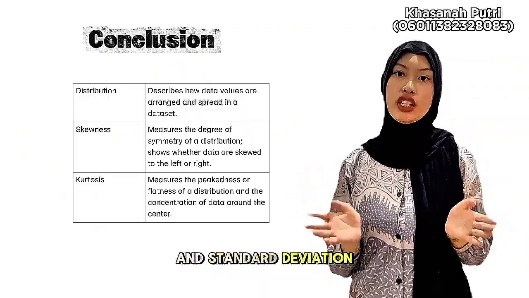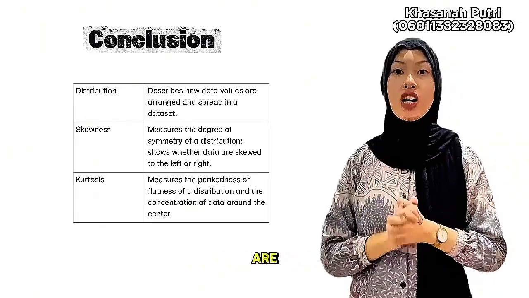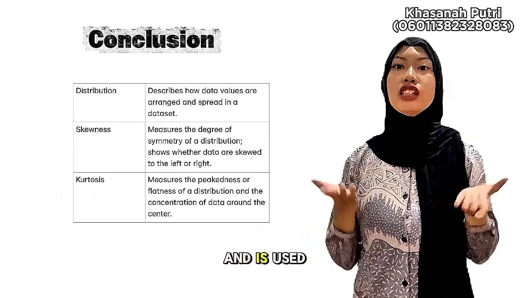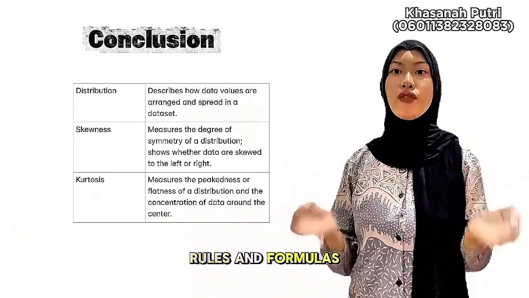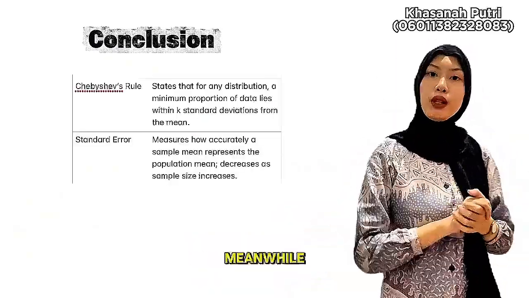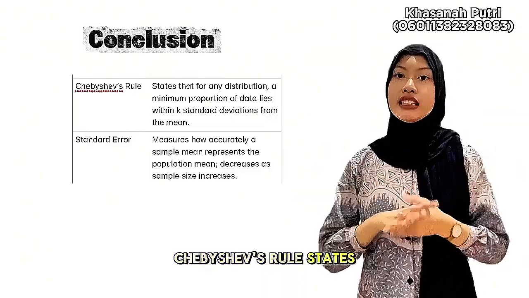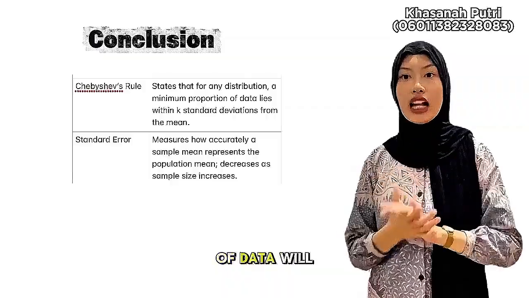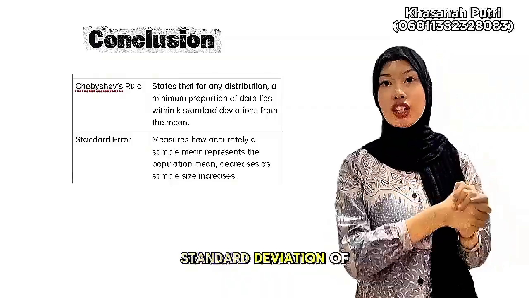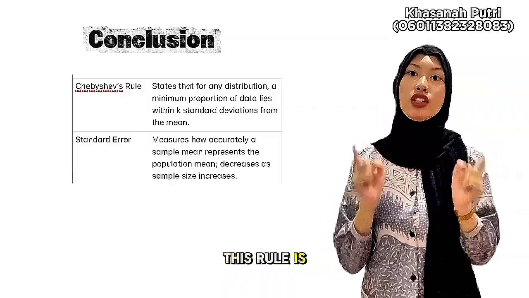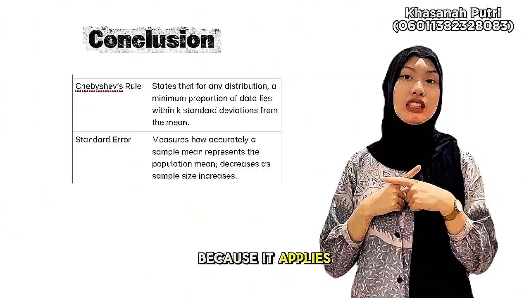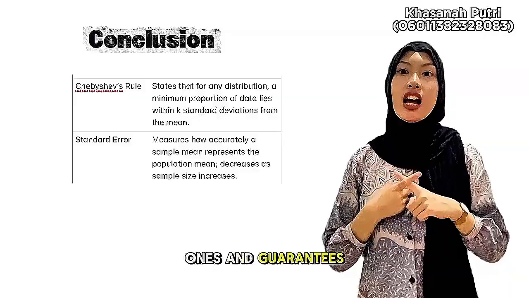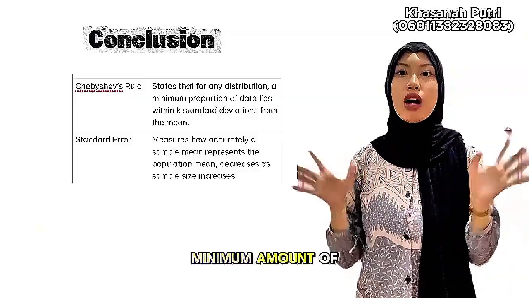And standard deviation describes how spread out the data are around the mean. It is a key measure of variability and is used in many statistical rules and formulas. Meanwhile, Chebyshev's rule states that for any distribution, at least a certain proportion of data will lie within k standard deviations of the mean. This rule is useful because it applies to all distributions, not only normal ones, and guarantees a minimum amount of data within given limits.